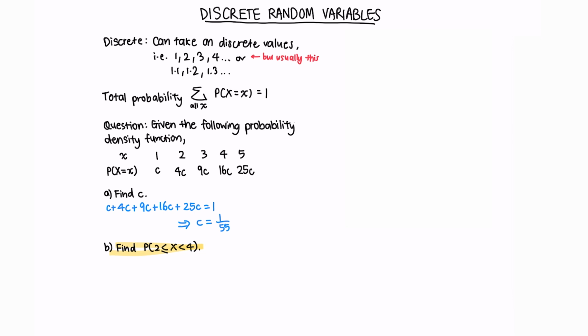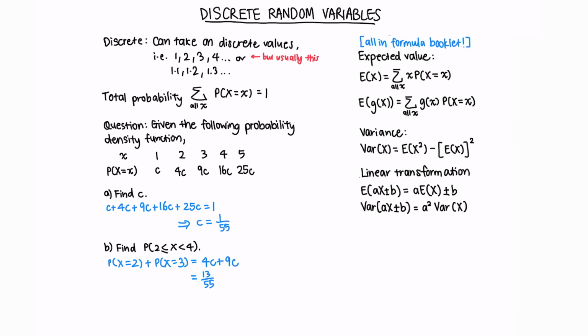Now for part B, we want to find the probability that x is between 2 and 4, inclusive of 2. So if we look at this, what values of x fulfill this? 2 definitely is in, 3 is in, but 4 is not, because over here we see that this is strictly less than 4. So we can write this as P(x=2) plus P(x=3), which is just 4c plus 9c, which is 13 over 55.